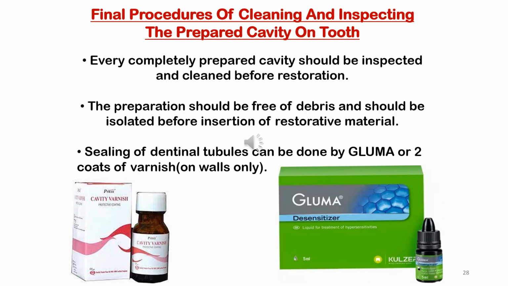The last step of cavity preparation includes the final cleaning and inspecting of the prepared cavity. Every completed prepared cavity should be inspected and cleaned before the restoration. The preparation should be free of debris and should be isolated before insertion of a restorative material. Sealing of dentinal tubules can be done by Gluma or two coats of varnish that will be applied only on the walls.